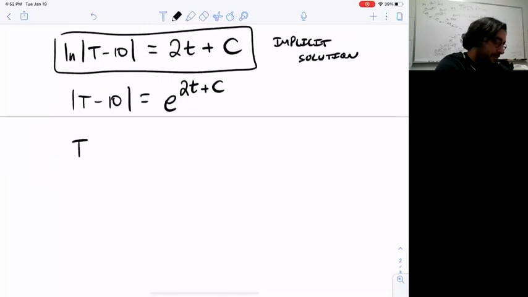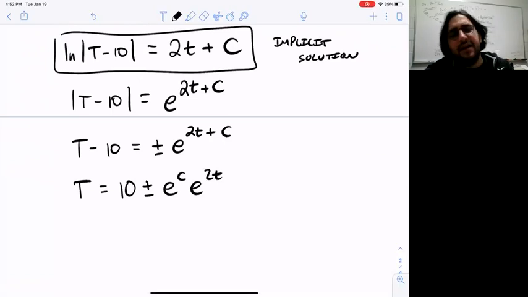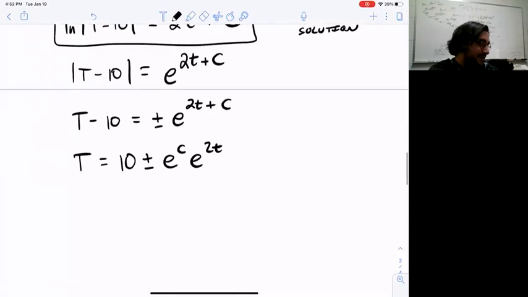Get rid of the absolute value with a plus or minus. Add the 10. And then I want to also use some properties of exponents to break up that e a little bit. Make it e to the c times e to the 2t, because I want to make a substitution.